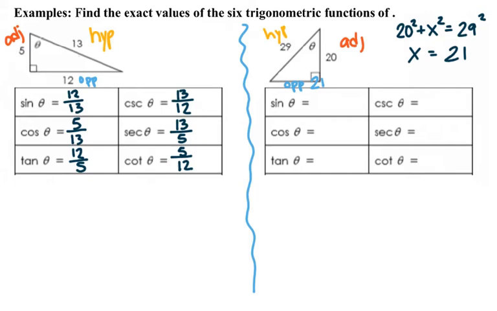So sine is opposite over hypotenuse, so 21 over 29, which means cosecant would be 29 over 21. So you just flip it. Cosine is adjacent over hypotenuse, so 20 over 29. So if I did secant, I just flip it. And tangent is opposite over adjacent, so 21 over 20. And cotangent, just flip the tangent. Alright, so that's how you get this.